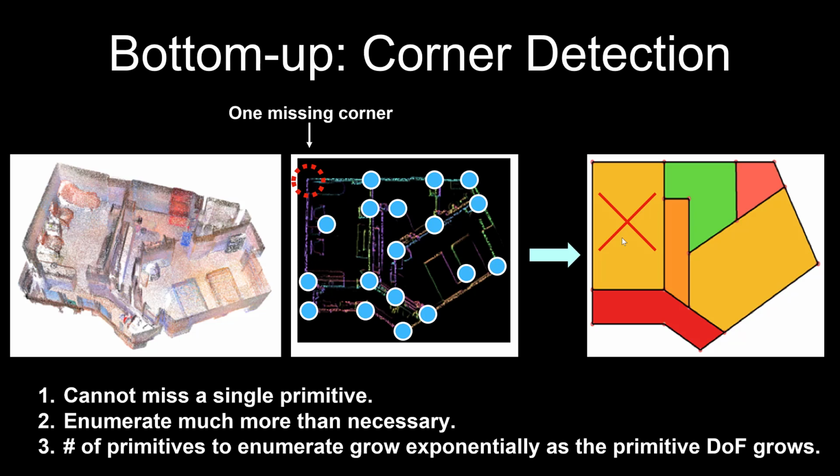You can't miss a single true primitive, so you have to enumerate much more than necessary, and the number of primitives to generate grows exponentially because the primitive degrees of freedom grow. So corner, you have 2 degrees of freedom, not bad. Edge, 4 degrees of freedom. You have to enumerate room candidates, it's a lot. A room may have 4 corners, 6 corners. The number of parameters grows, and the space of the potential shapes of a room grows exponentially. So really, this procedure falls apart.